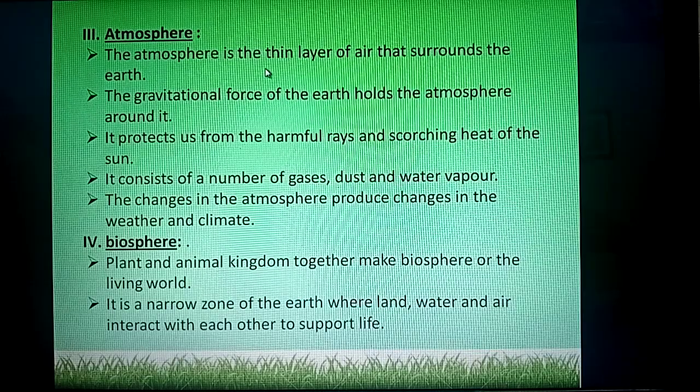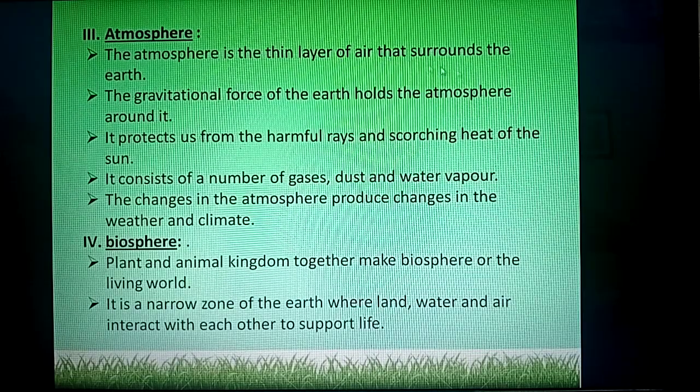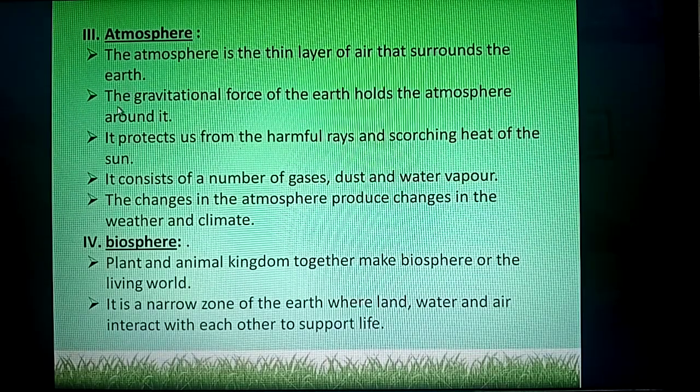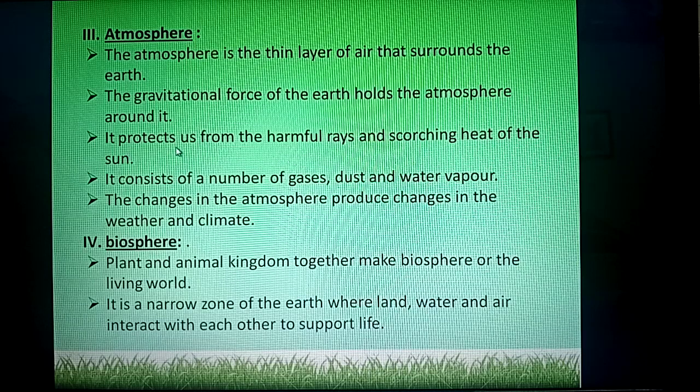The atmosphere is the thin layer of air that surrounds the earth. The gravitational force of the earth holds the atmosphere around it. It protects us from the harmful rays and scorching heat of the sun. It consists of a number of gases, dust and water vapor. The changes in the atmosphere produce changes in the weather and climate.